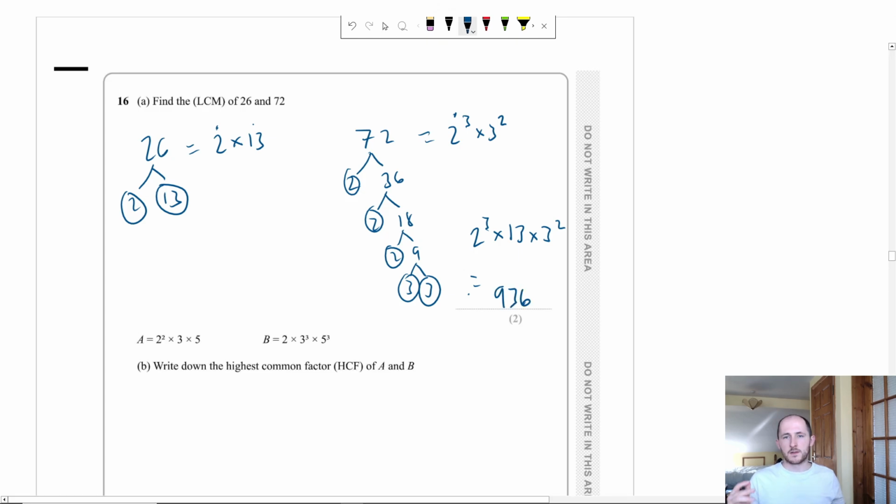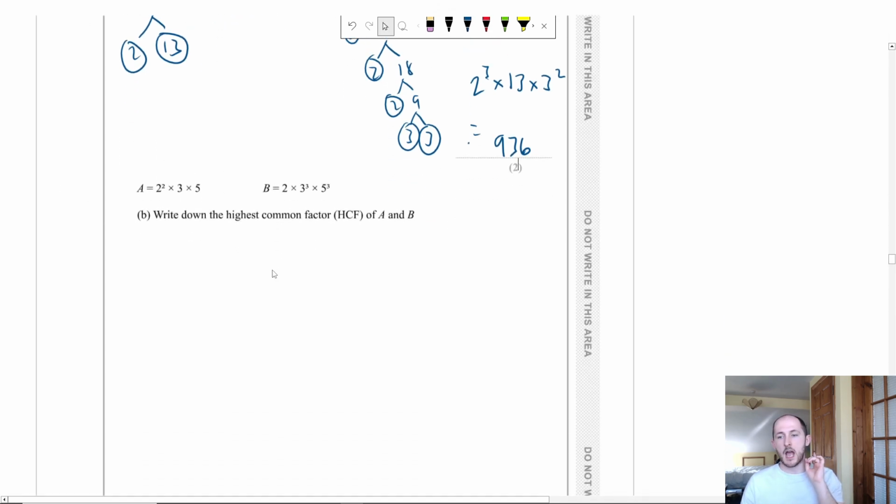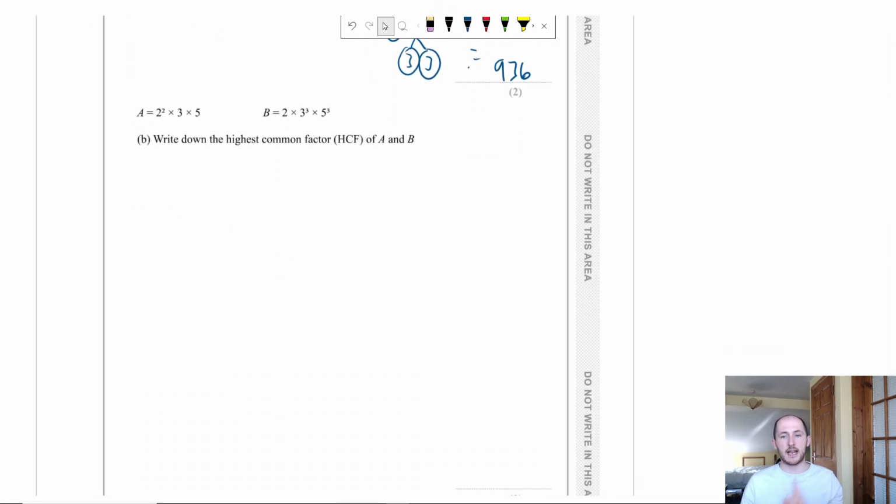Now, for lowest common multiple, we take the highest power of every number that we see. For the highest common factor, we actually take the lowest power of what we see. So instead of 2 squared, we're going to take the 2. Then we have 3 and 3 cubed, so we just take the 3. And then we have 5 and 5 cubed, so we just take the 5. That's it.